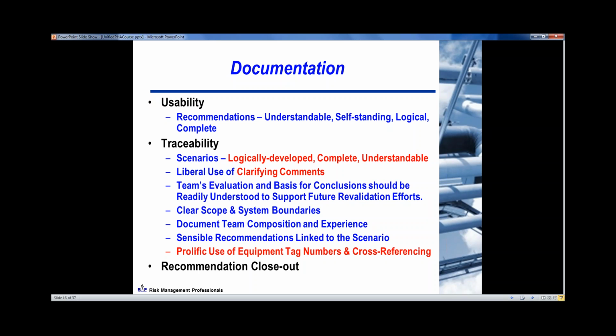Cross-referencing equipment tag numbers, making sure these scenarios are clear, is all about doing a good job, and in the long run, you're going to save a lot of money for updating this. Also, as an added bonus, I almost sound like one of those infomercials.